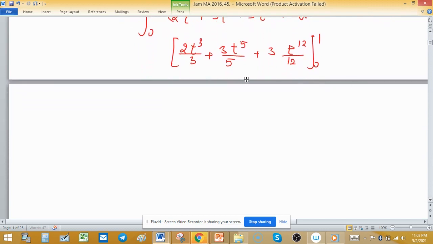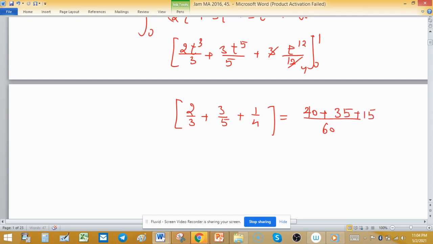Now put the lower and upper limits. We have 2 upon 3 plus 3 upon 5 plus 1 upon 4, as 3 fours are 12, and when you put the lower limit 0, you will get zero. Now take the LCM of these. The LCM will be 60. So 40 plus 35 plus 15. It means 35 plus 15 is 50.